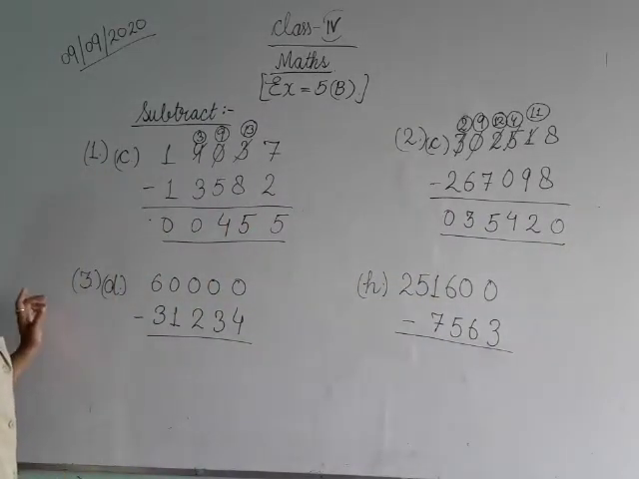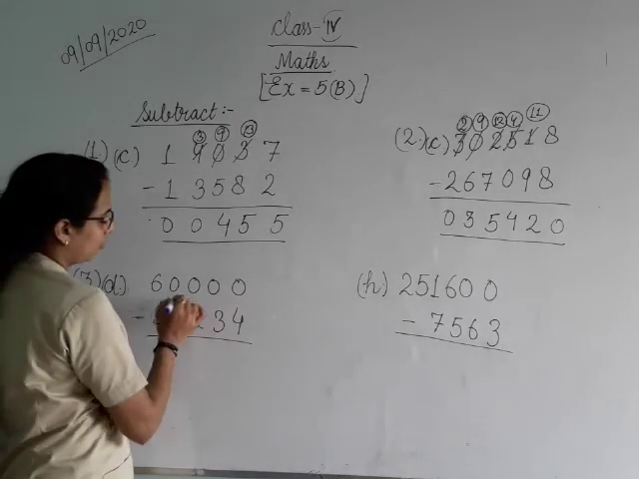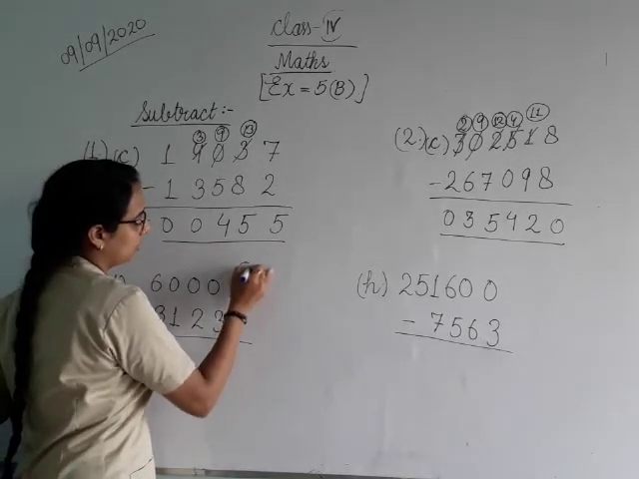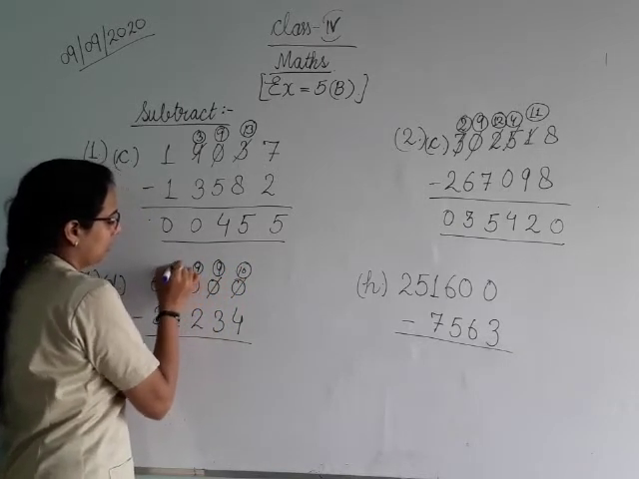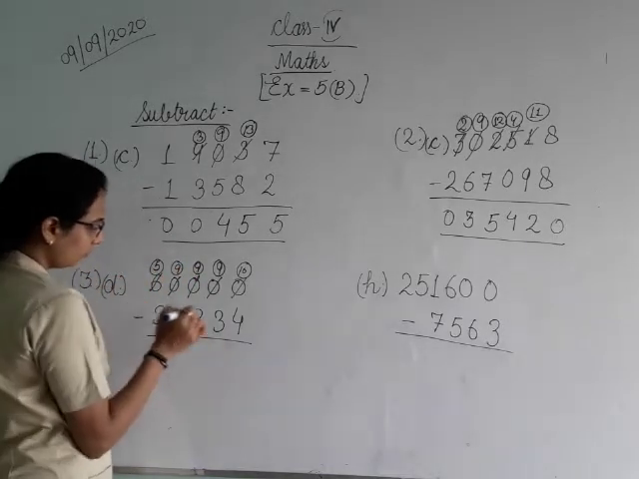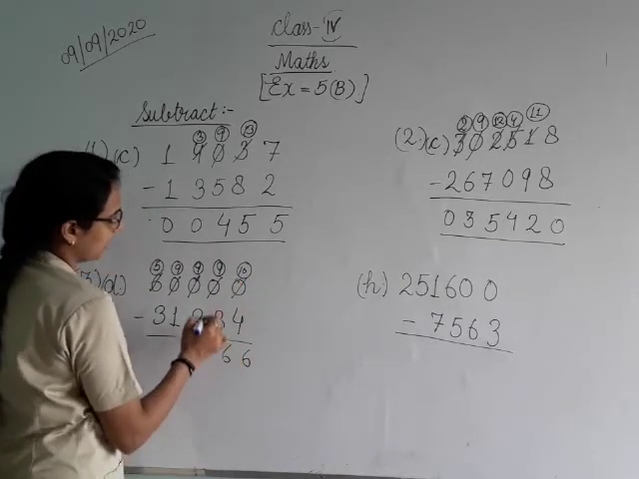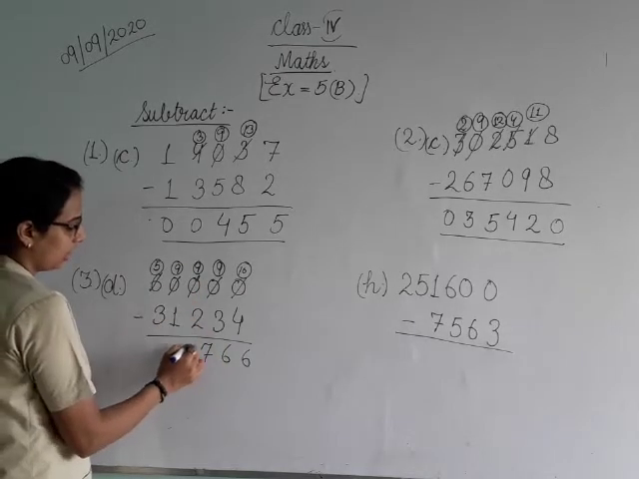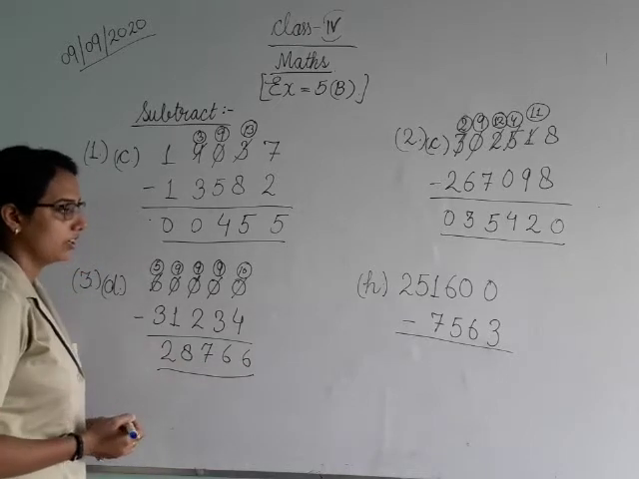Now coming towards question number 3D. Here, first of all, we write the numbers after taking the borrows. After taking the borrows, here will be 10, 9, 9, 9, and finally 5. Understood? So 6 will come here. 9 minus 3, again 6. 9 minus 2, 7. 9 minus 1, 8. 5 minus 3 is 2. This is our difference.